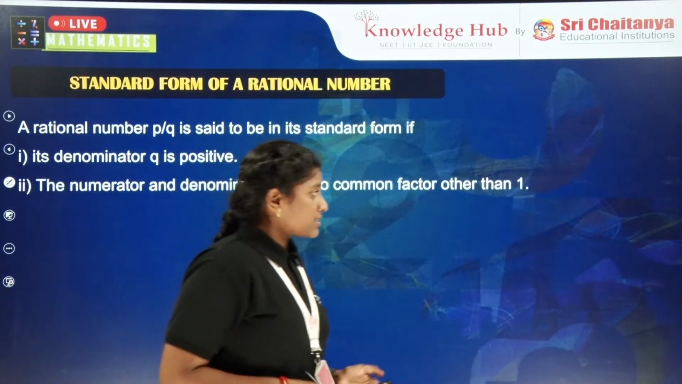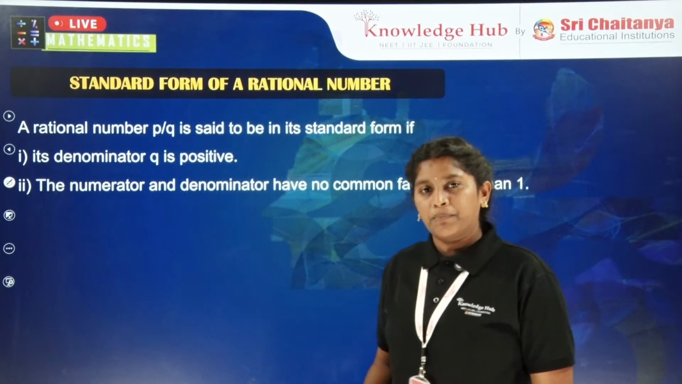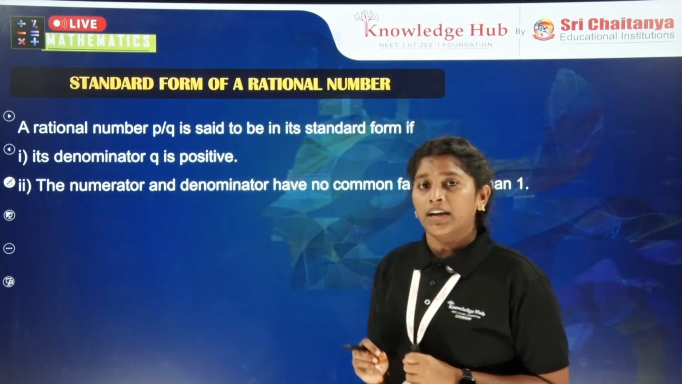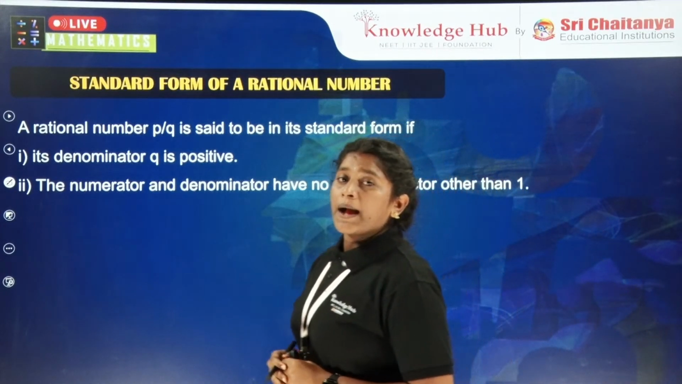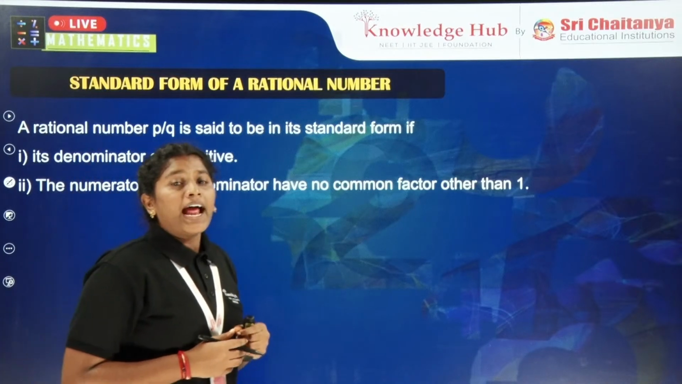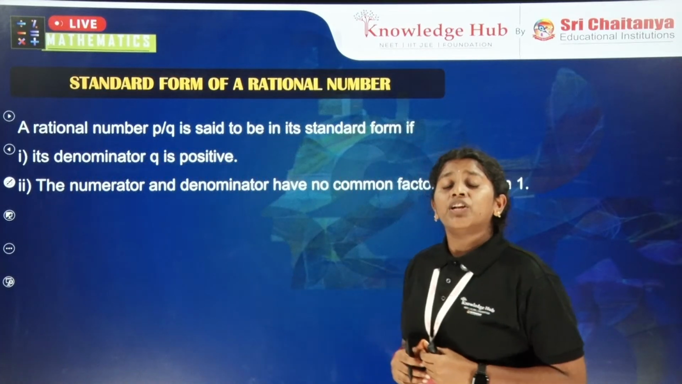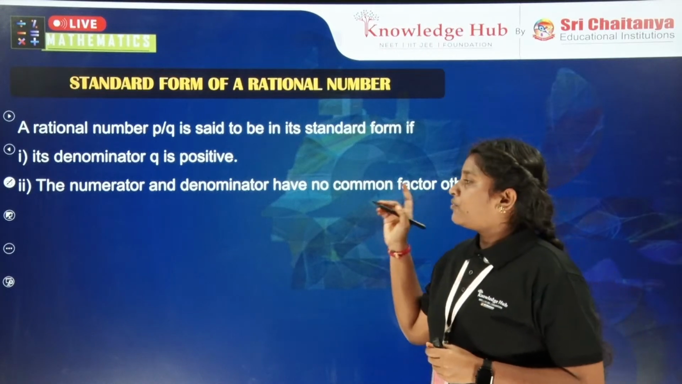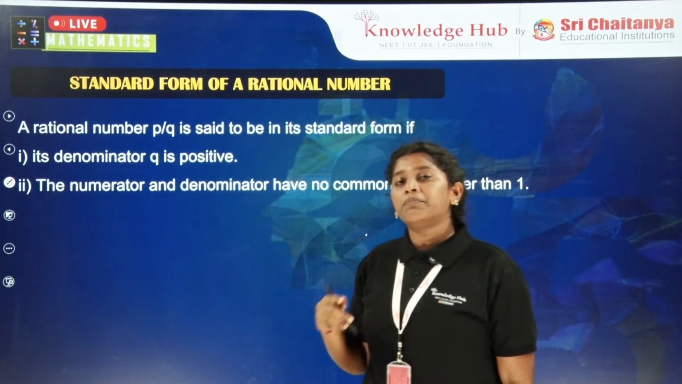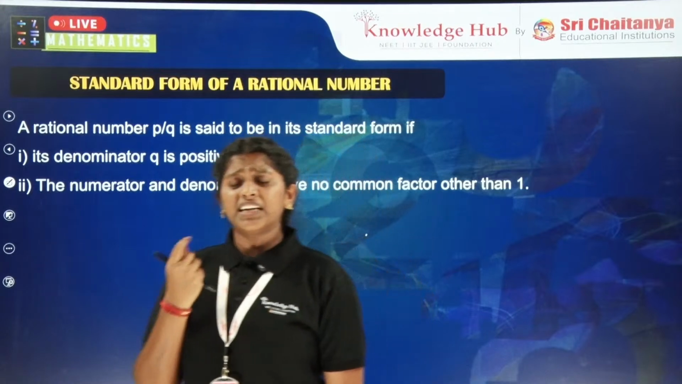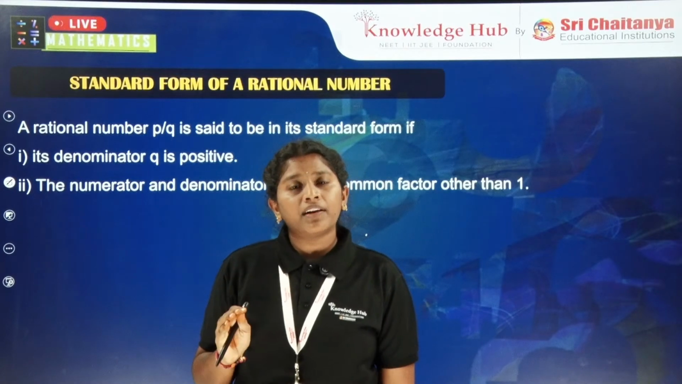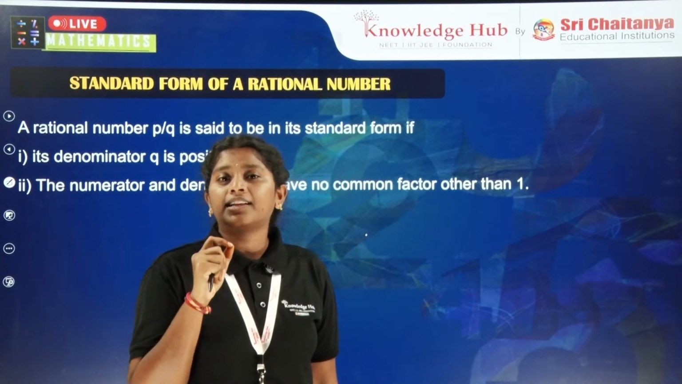Moving to the next, we will discuss the standard form of a rational number. To say whether a given rational number is in the standard form or not, it must satisfy two conditions. The first condition is that we must have a positive sign in the denominator. The second condition is that the only common factor between the numerator and denominator is 1. So the denominator should have the positive sign, and both the numerator and denominator have only the common factor 1.